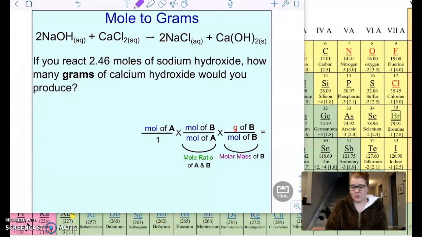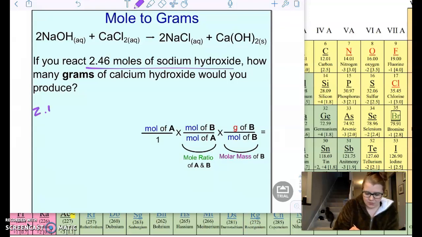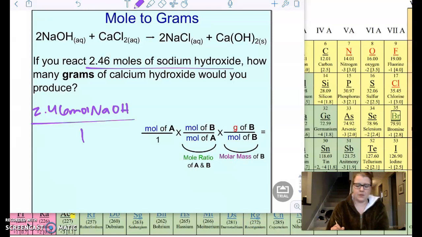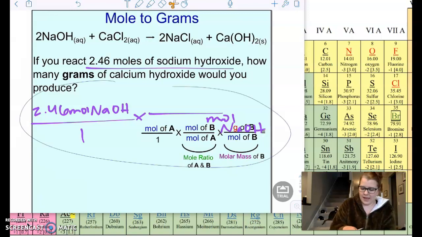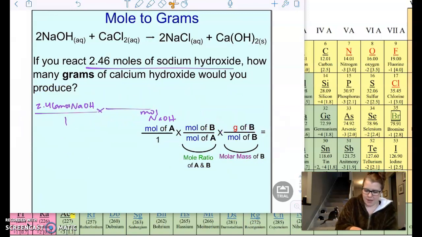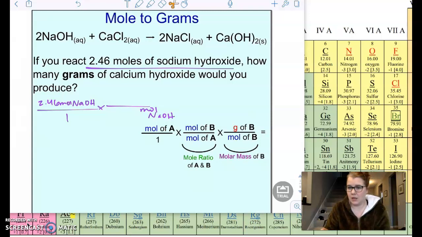As you know, our first step is always just to take whatever value I give you and put it over 1. So 2.46 moles of NaOH, and we're going to throw that number over 1. Then you're always going to set up your next step, and you're going to take that unit and throw it on the bottom. I have a little model guide down here that you can use to help you while you're practicing these, but I wouldn't rely on these necessarily.